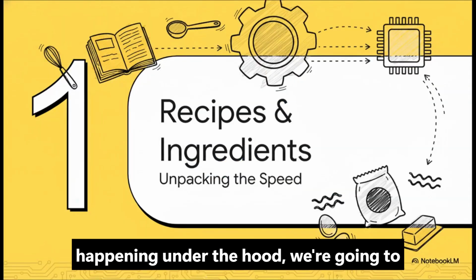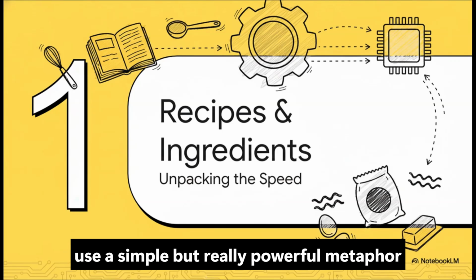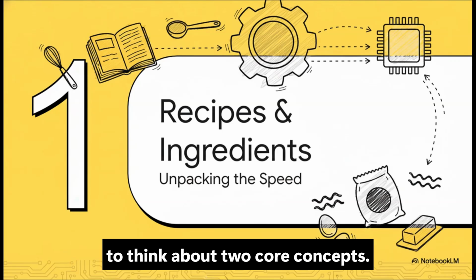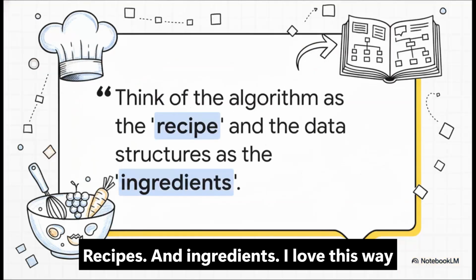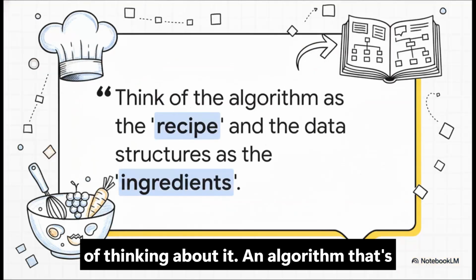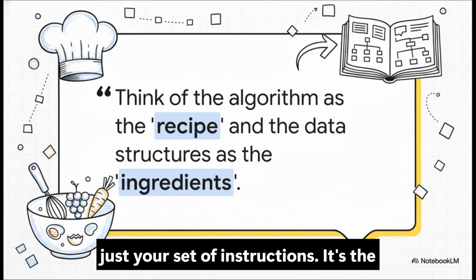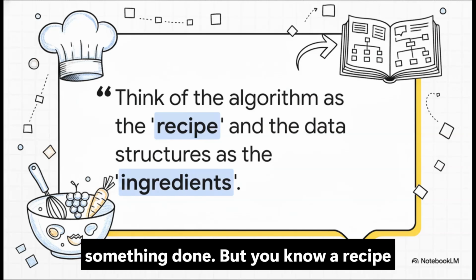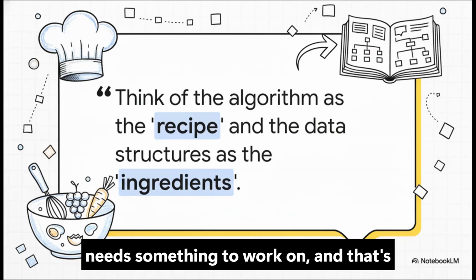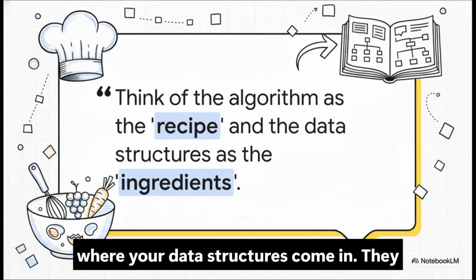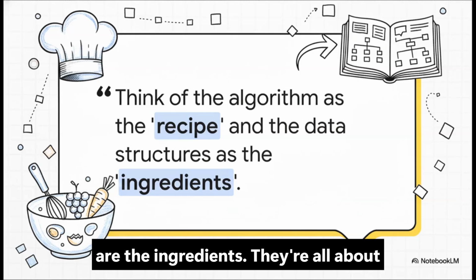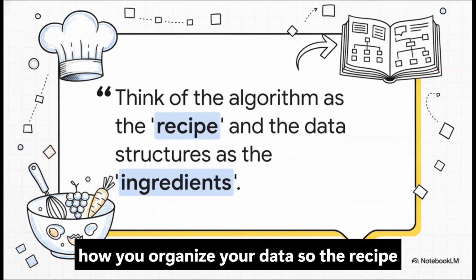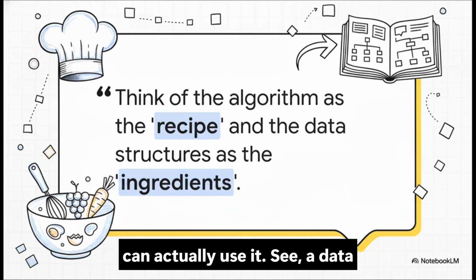To really get what's happening under the hood, we're going to use a simple but really powerful metaphor to think about two core concepts: recipes and ingredients. I love this way of thinking about it. An algorithm, that's just your set of instructions. It's the step-by-step recipe you follow to get something done. But a recipe needs something to work on. And that's where your data structures come in. They are the ingredients. They're all about how you organize your data so the recipe can actually use it.